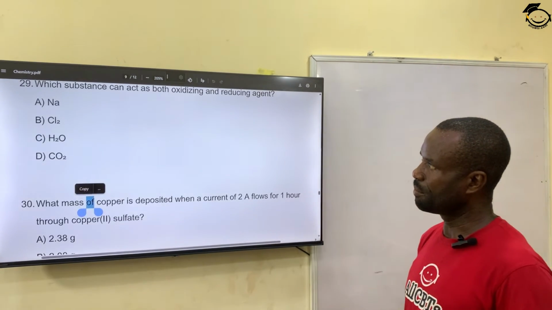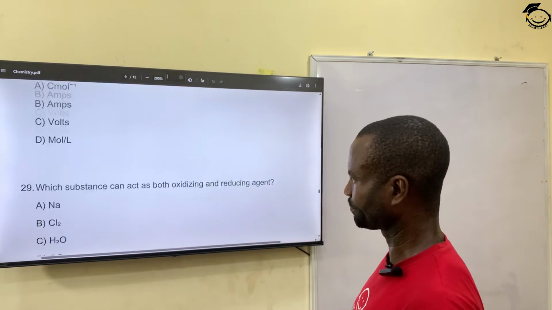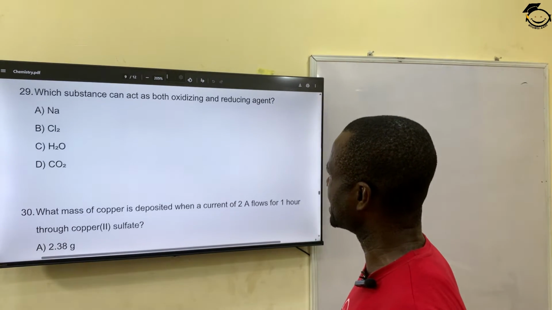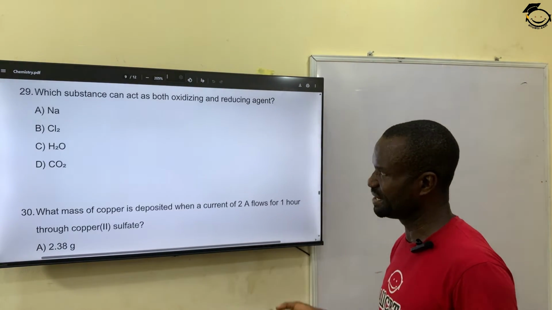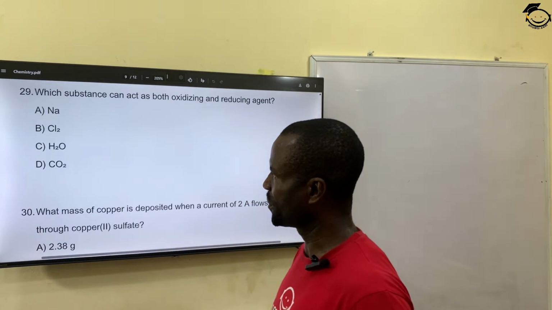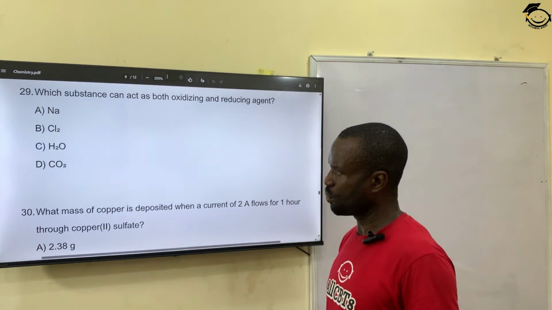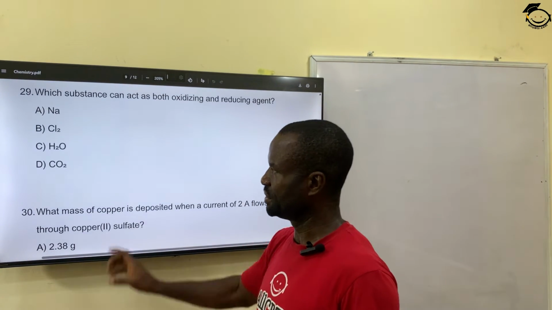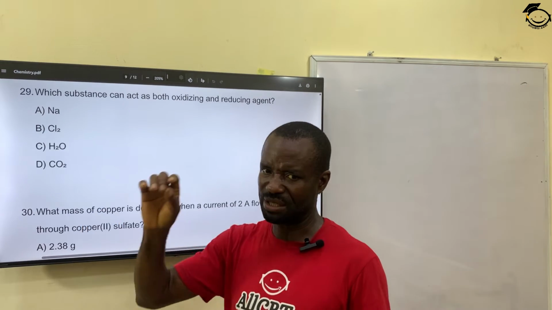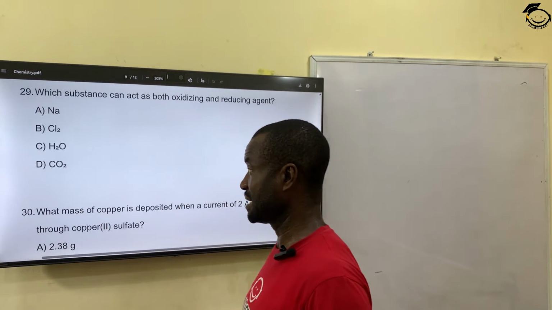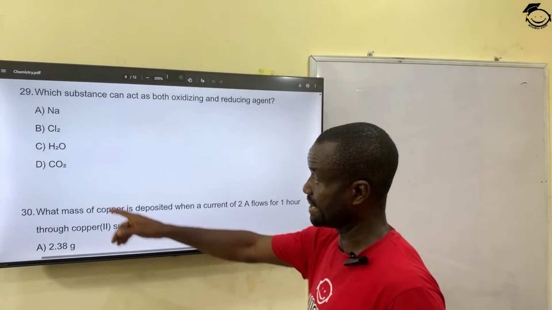Number 29. Which substance can act as both an oxidizing and a reducing agent? A, sodium. B, chlorine. C, water. D, carbon 4 oxide. The only substance here that can act as both oxidizing and reducing agent is water. So the correct answer is C, water.